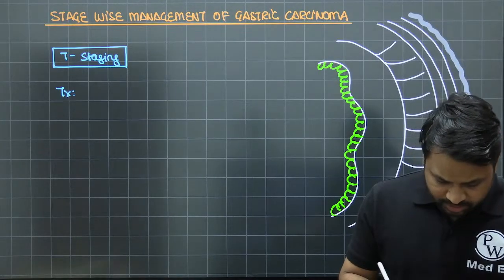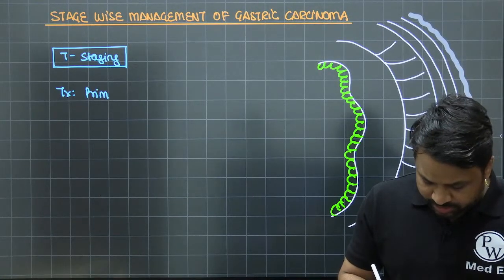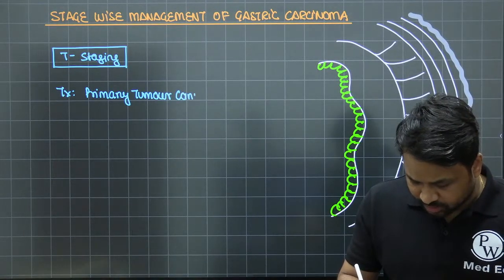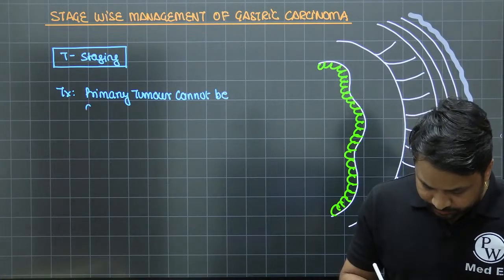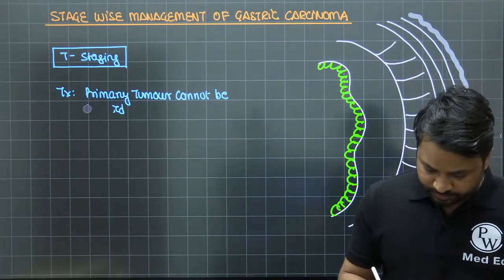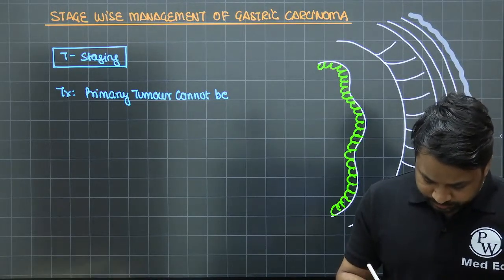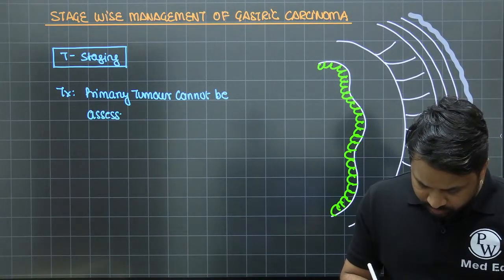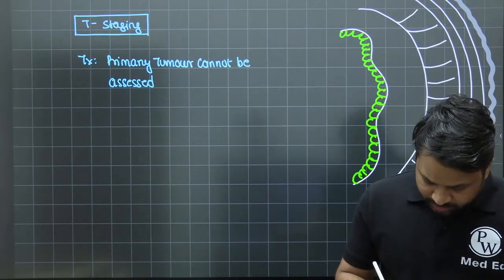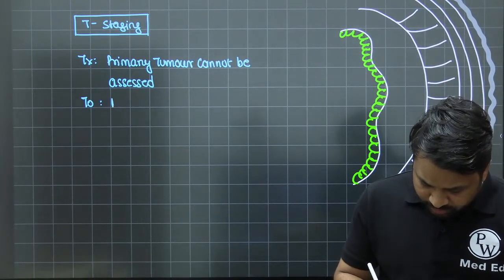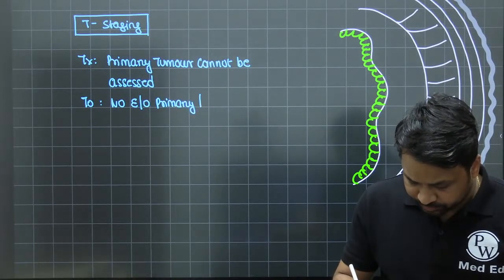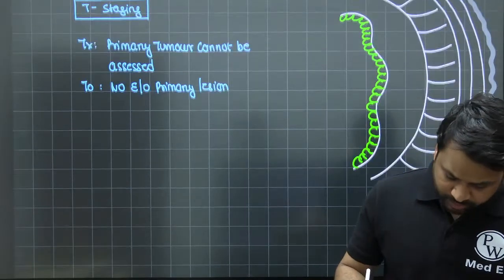You have TX, where a primary tumor cannot be assessed. If it cannot be assessed, this is what we call a TX, right? Then you have T0. T0 is there is no evidence of primary.